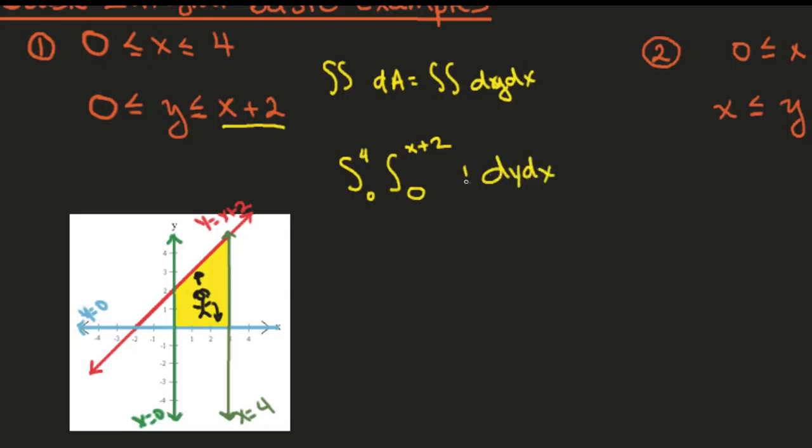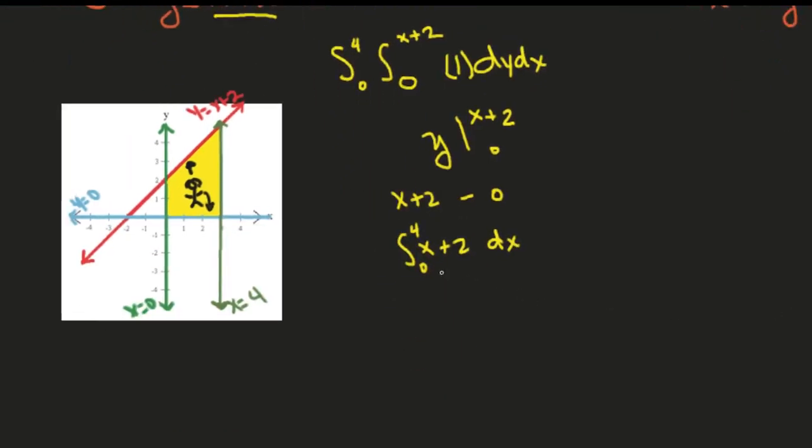The integral of 1, there's an implied 1 there, would be y with respect to y. Then you evaluate that between x plus 2 and 0. When you plug that in, you're going to get x plus 2 minus 0, which equals x plus 2, which then gets integrated from 0 to 4. Again, I'm trying to explain the basic concept. There's nothing too fancy going on here. So x squared over 2 plus 2x.